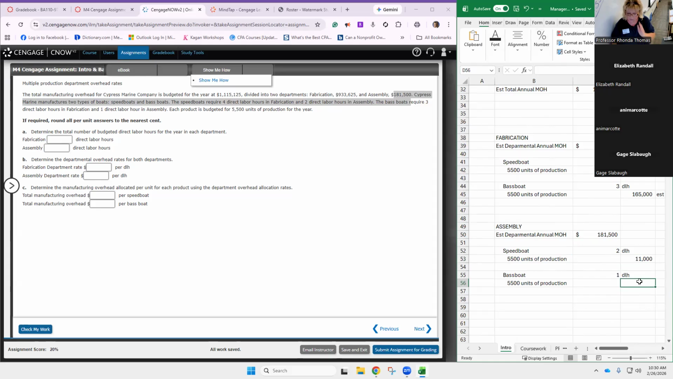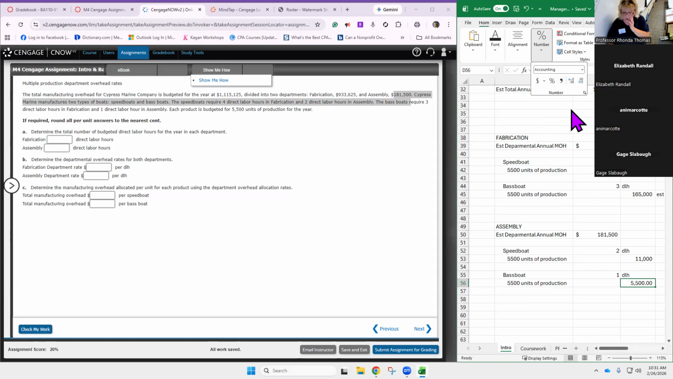And the same goes for 1 times, yep, I know that's 5,500, but we want to follow the same pattern. So we're looking at 5,500 hours.